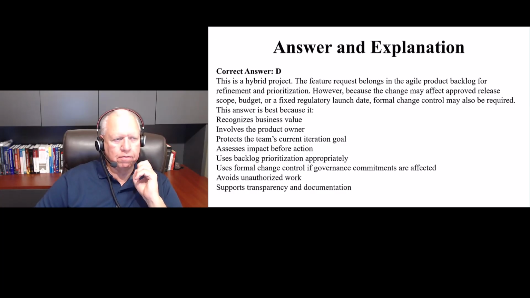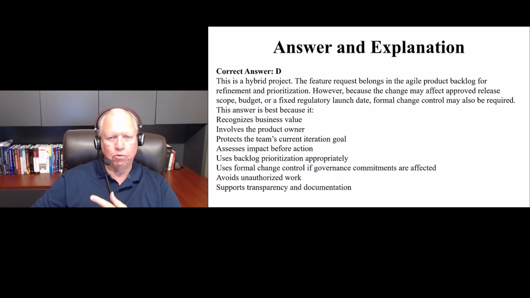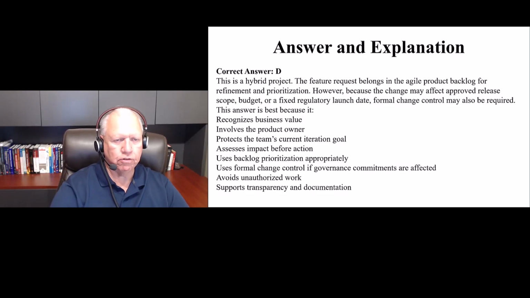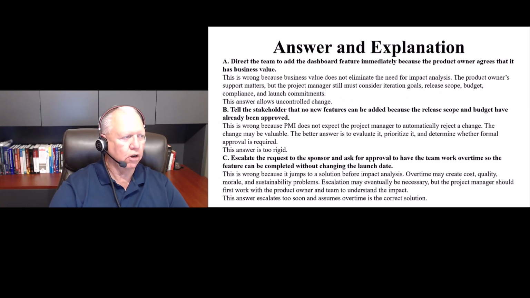However, because the change may affect approved release scope, budget, or fixed regulatory launch date, formal change control may also be required. This answer is best because it recognizes business value, it involves the product owner, it protects the team's current iteration goal, it assesses the impact before the action, it uses backlog prioritization, it uses formal change control if governance commitments are affected and avoids unauthorized work, and it supports transparency and documentation. And so you've got a lot of answers here that have some right things in it, but this is the most right. This is your best answer. So let's talk about these others.